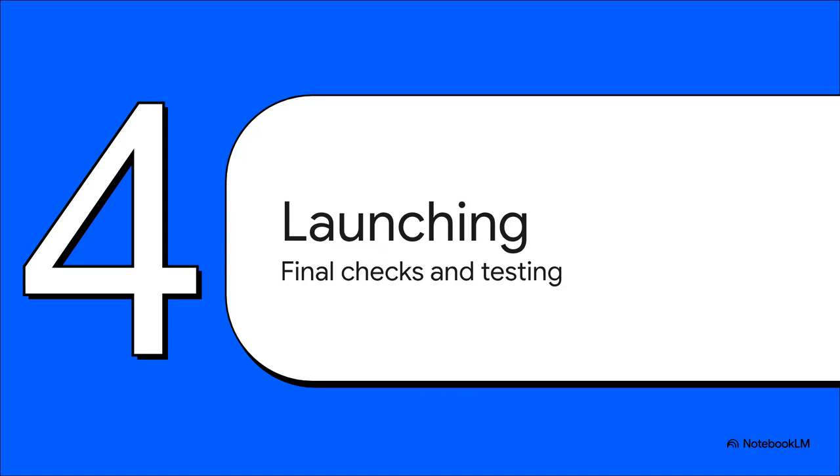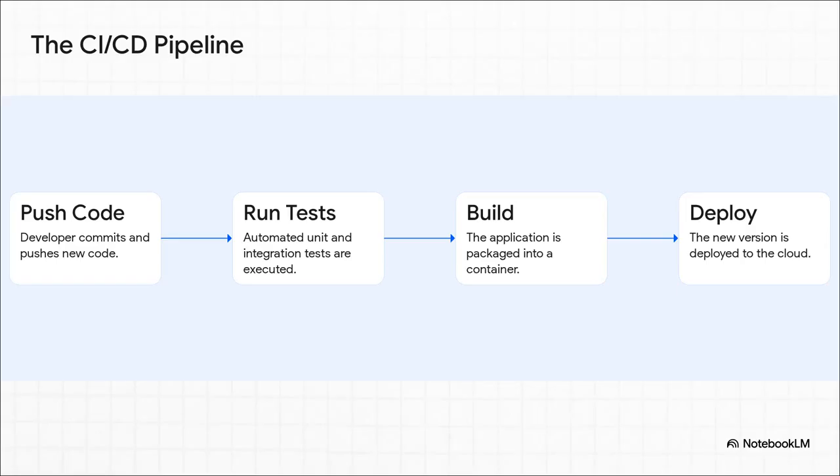The finish line is in sight. But before we launch, it's time for that final quality control phase. This is what separates a cool prototype from a rock-solid production-ready application that your users can actually trust. For modern apps, this whole process is automated using something called a CI/CD pipeline. It's basically a workflow that kicks into gear whenever you push new code.